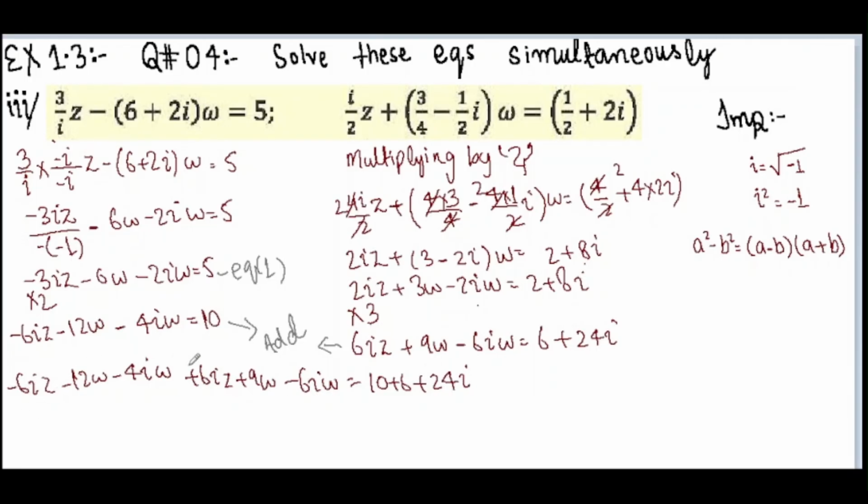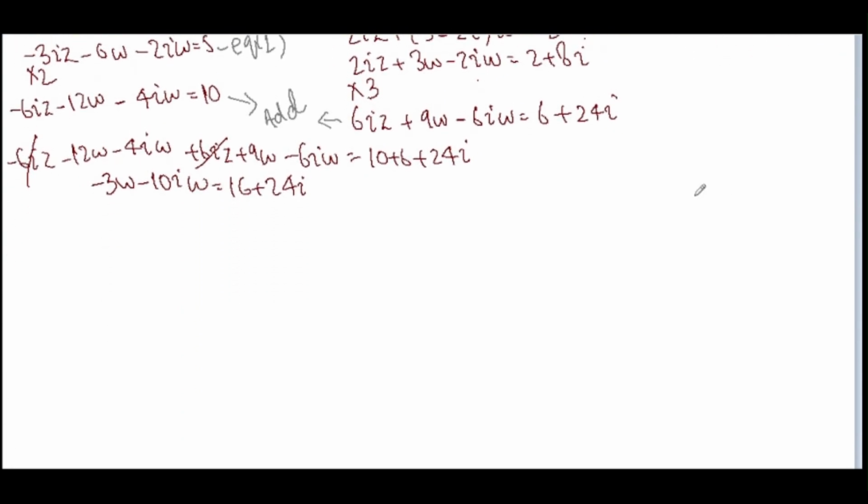We get minus 6 iota z plus 6 iota z, which are cancelled, and minus 12w plus 9w is minus 3w, minus 4 iota w minus 6 iota w is minus 10 iota w equals 10 plus 6 is 16 plus 24 iota. Now we can write this as w into minus 3 minus 10 iota equals 16 plus 24 iota. So w equals 16 plus 24 iota, and this term would be divided over here, so minus 3 minus 10 iota.